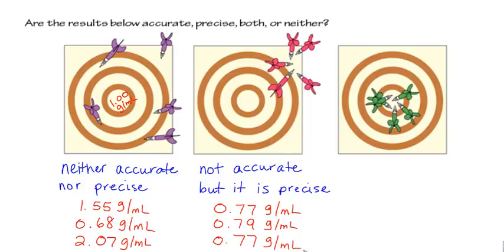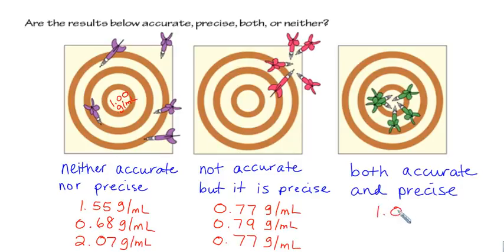Finally, we get the right target here. So this last one is both accurate and precise. So this is good results. Maybe it's like 1.02 grams per milliliter, 0.99 grams per milliliter. Oh, and what the heck, the last time they got it perfect, 1.00 grams per milliliter.